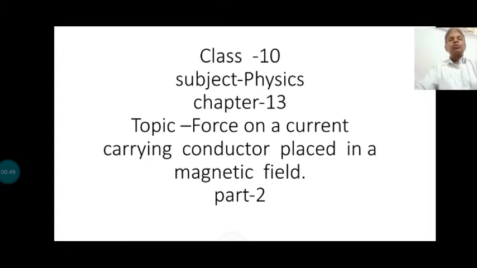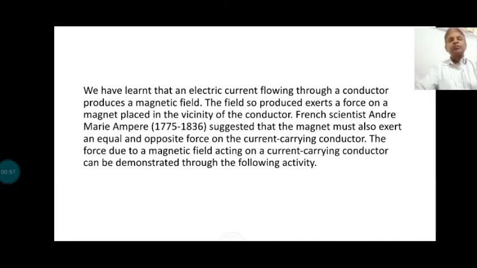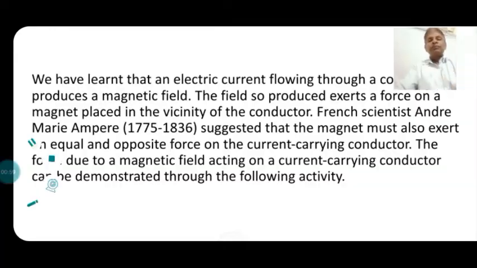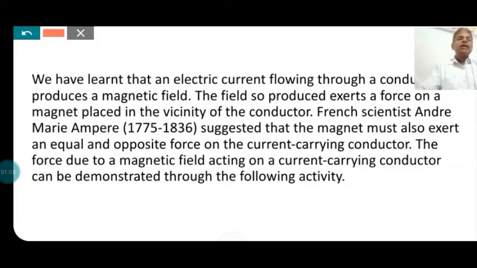Now I am going to discuss the activity given in Activity 13.7 of chapter 13. Here we have learned that the electric current flowing through a conductor produces a magnetic field. We discussed in detail how the magnetic field is produced by a current carrying conductor, whether it is a straight conductor, a circular loop, or a solenoid.